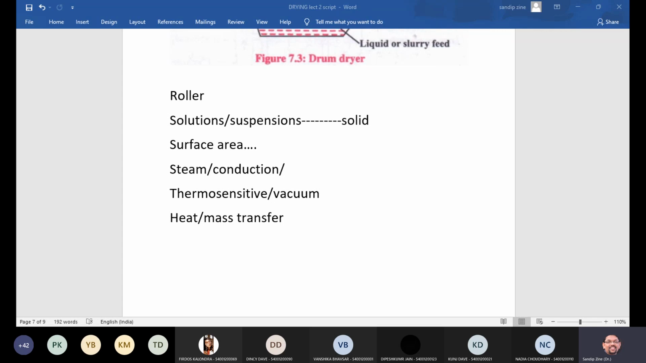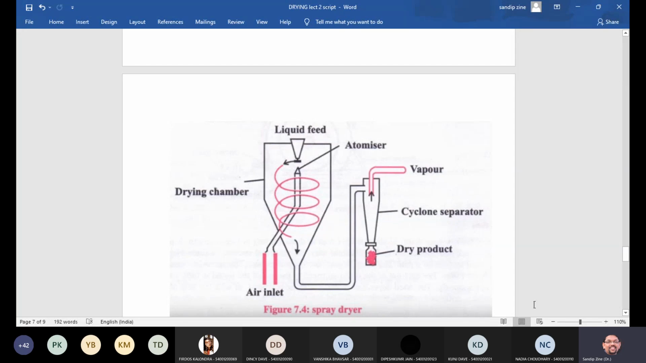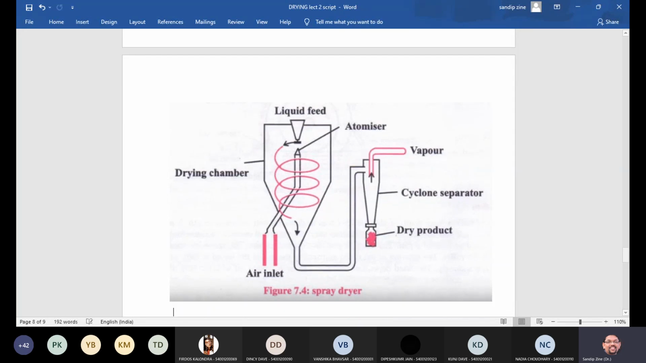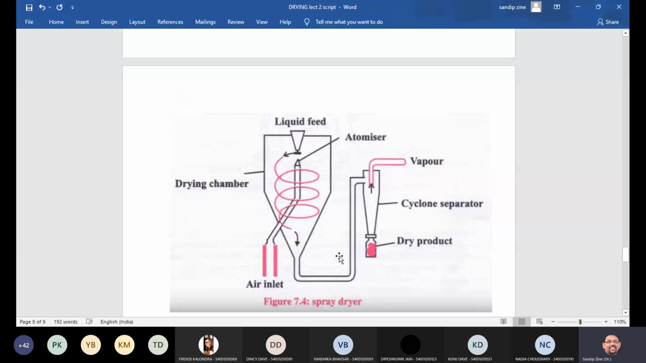So spray dryer. You can check this diagram of a spray dryer, and you can practice all these drawings, because in examinations questions will be there. Write a short note on spray dryer. So obviously you have to draw this spray dryer. Just try to practice all these things.